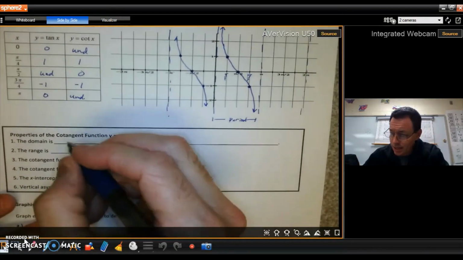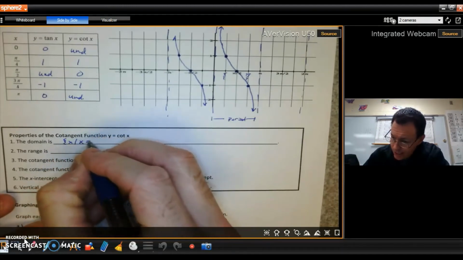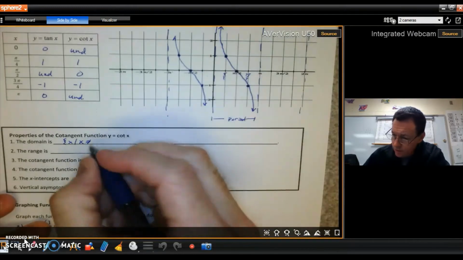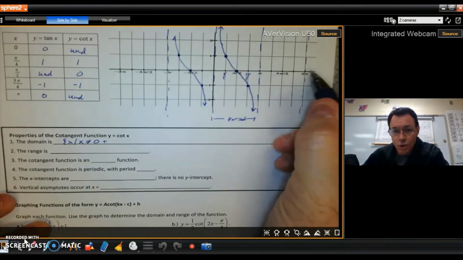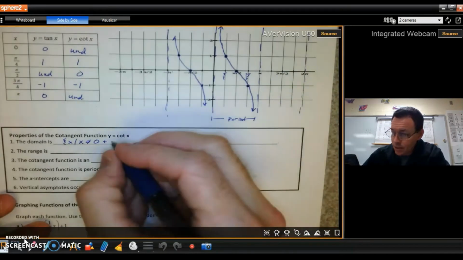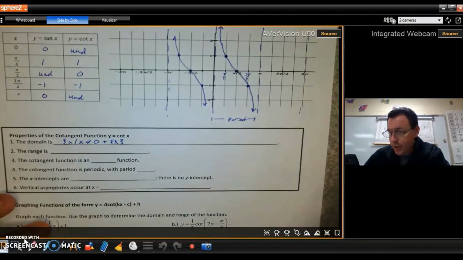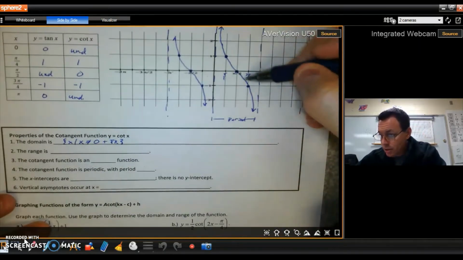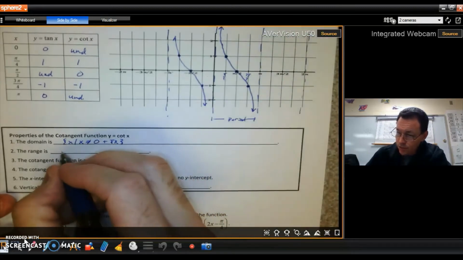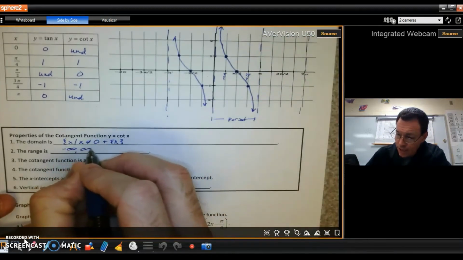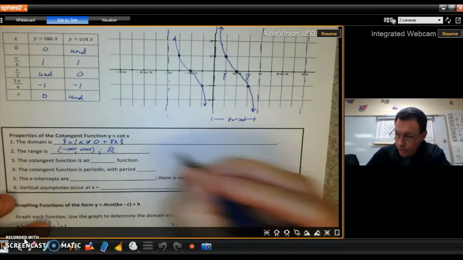The domain is all x's such that x does not equal 0 plus pi and 2 pi and 3 pi and 4 pi and 5 pi. So any multiple of pi, you're going to land on another vertical asymptote. The range is all real numbers, everything that's continuous from negative infinity to positive infinity, or just all real numbers.